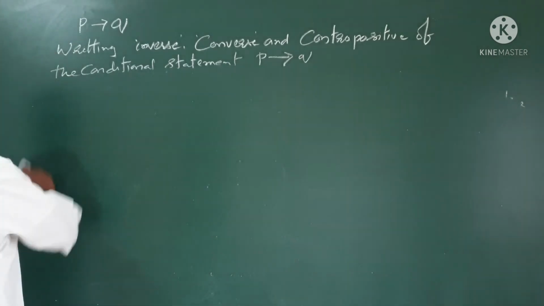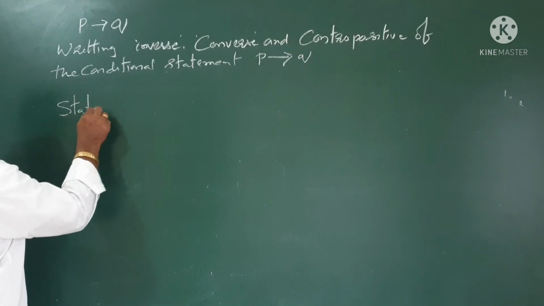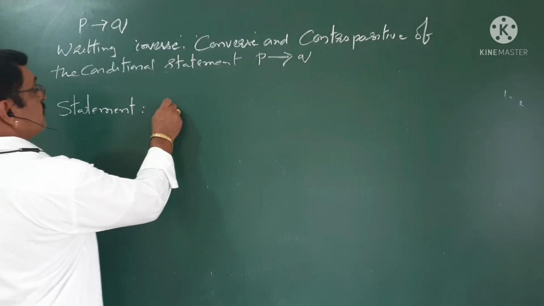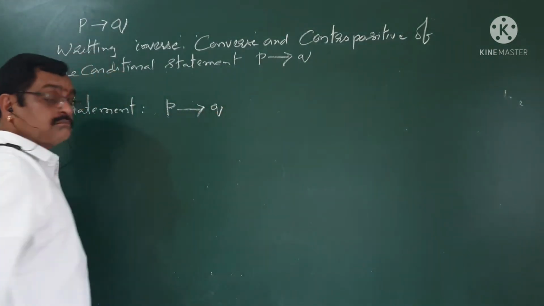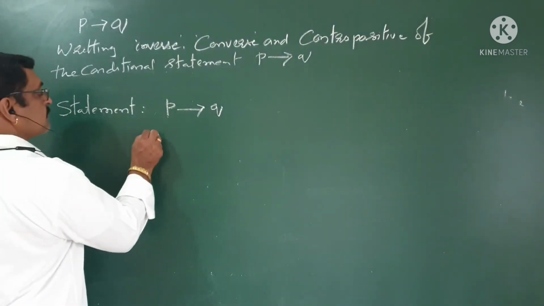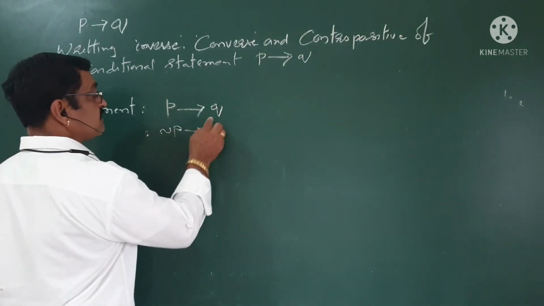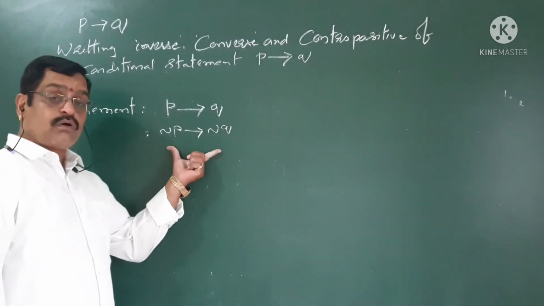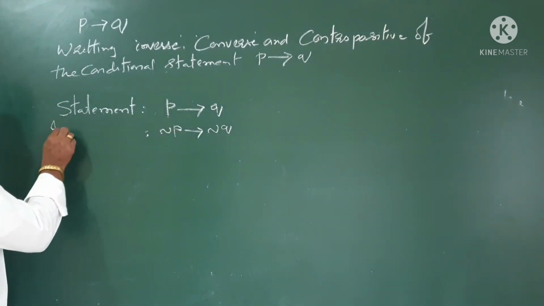When a statement is given, first I write the statement. It's very simple. It is in the form of P implies Q. Now I have another statement. In the place of P, I write negation of P implies, in the place of Q, I write negation of Q. So this is called the inverse of P implies Q. So this is inverse.